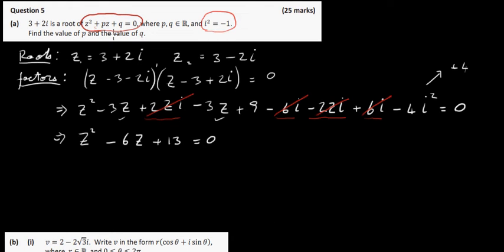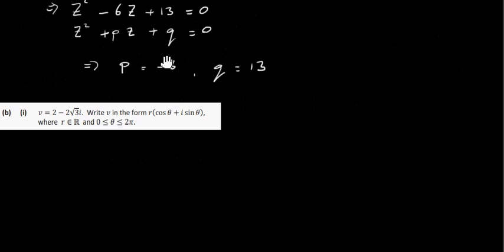So that's perfect. If we look at what we started with, we started with z squared plus pz plus q equal to 0. So if you just look at the coefficients, that gives us our answer, which is p is going to be equal to minus 6, and q is going to be equal to plus 13. And that's part A done.